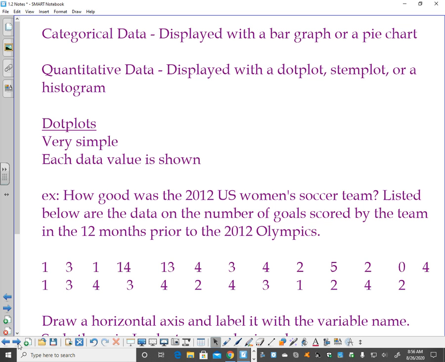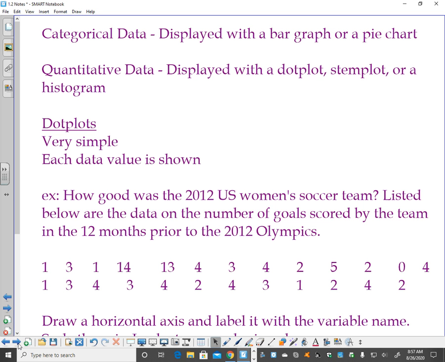Quantitative data is displayed with a dot plot, a stem plot, or a histogram, and we're going to cover all three. So today is packed full. So I highly recommend that as you're taking notes, you pause it, catch up on what you're writing, go back and read it. Don't just write this stuff down. Make sure you are digesting it. And I'm going to go quick because I know that you can pause it.